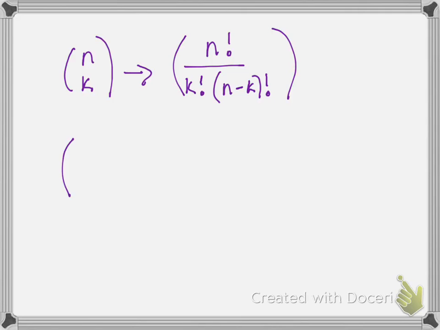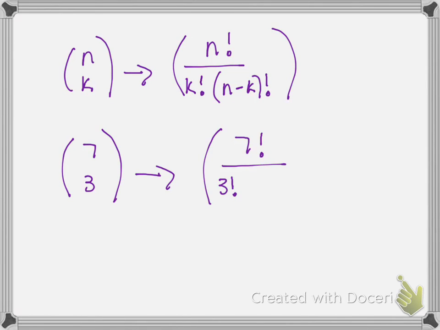So we're working with an example. We're going to do 7, 3, and you're just going to do 7 factorial over 3 factorial, just plugging in the values. n would be 7 and k would be 3, times 7 minus 3 factorial, which gives you 7 factorial over 3 factorial times 4 factorial.